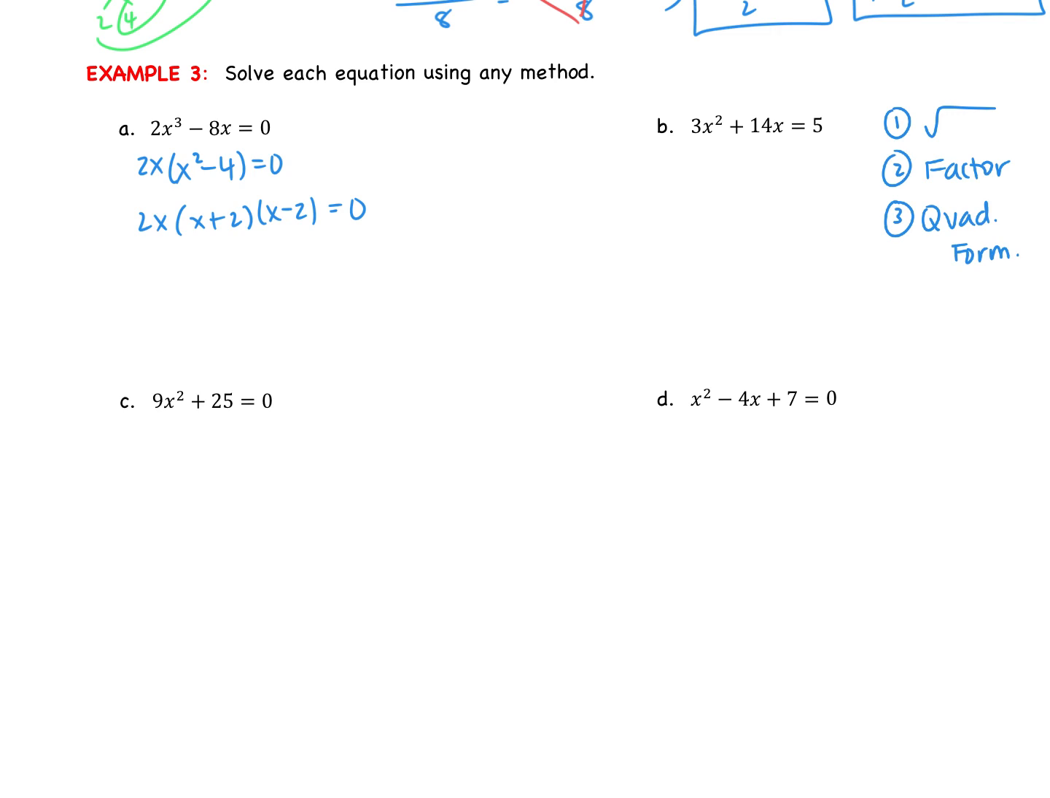Okay, so set all three equal to 0. 2x equals 0. X plus 2 equals 0. X minus 2 equals 0. Which gives us 0, negative 2, positive 2. Kenny, how did I know from the beginning I would get 3 answers? It's x to the third, going to give us 3 answers.